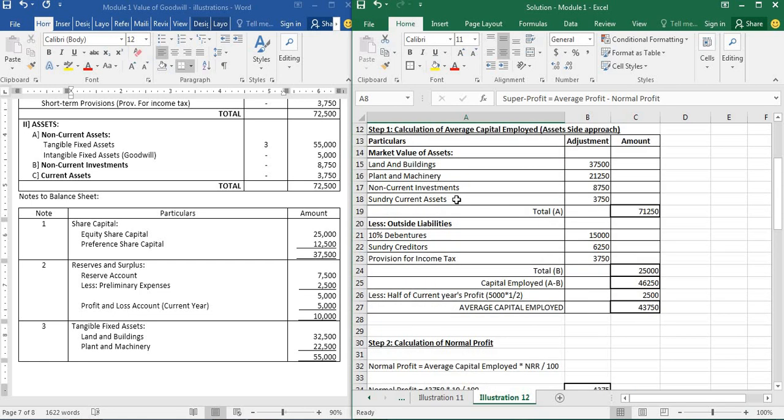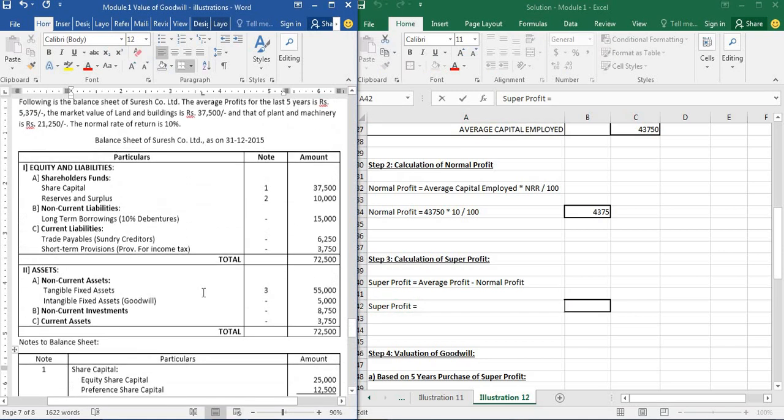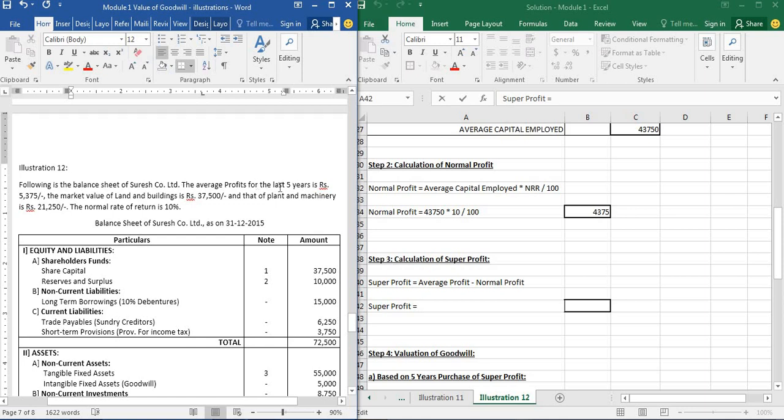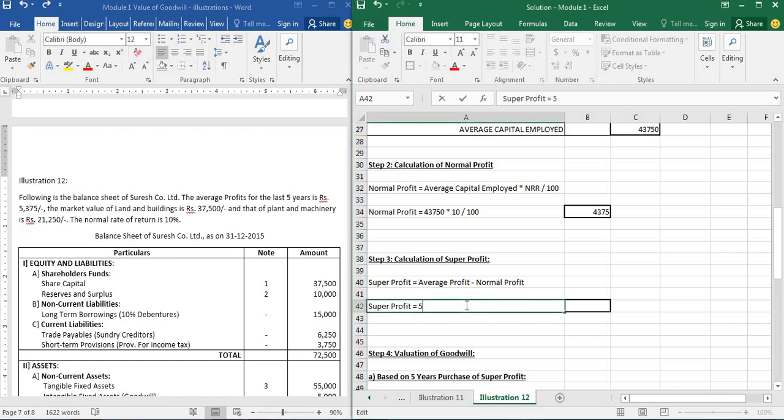Super profit is nothing but average profit minus normal profit. See this, I have mentioned the formula here. Super profit is equal to average profit minus normal profit. How much is our average profit? Average profit is given in the problem. See here, the average profits for the last 5 years is rupees 5,375. 5,375 minus the normal profit 4,375. So let's find out 5,375 minus 4,375. So our super profit is 1,000 rupees.